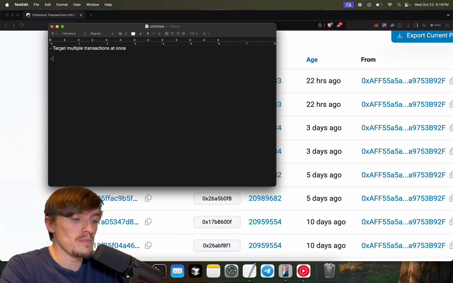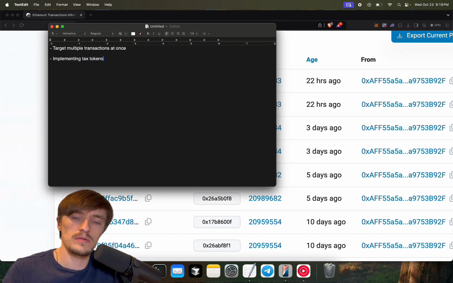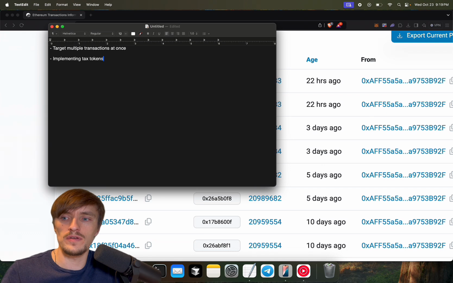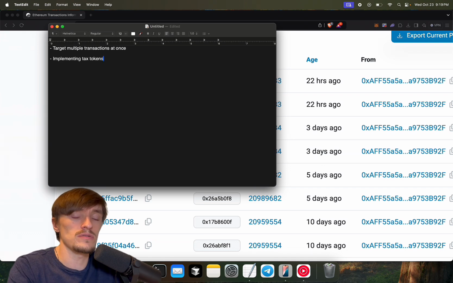Then another thing will be implementing or supporting tax tokens, those that have fees on transfer, fees on sell, those types of tokens, right?